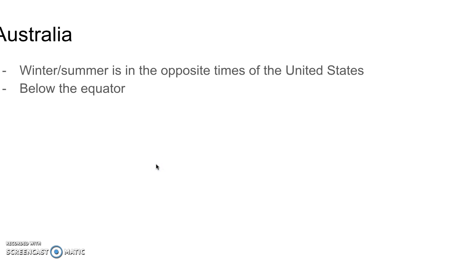Australia. The winter and summer are in opposite times of the US, so while the US is having summer, Australia is having winter. Australia is also located below the equator in the Southern Hemisphere, so it is usually warmer than it appears to be in the United States.